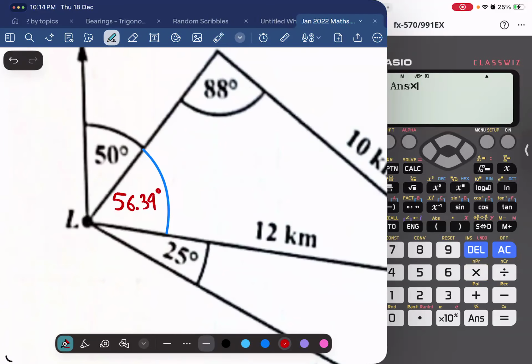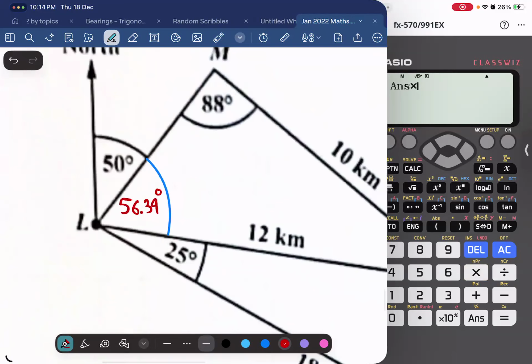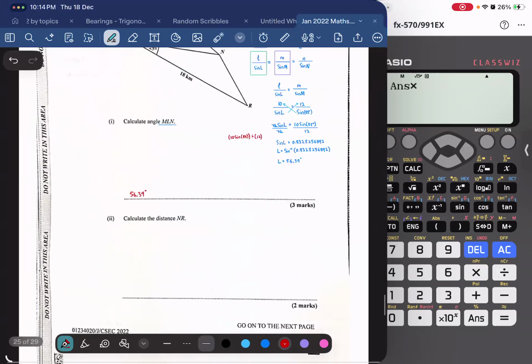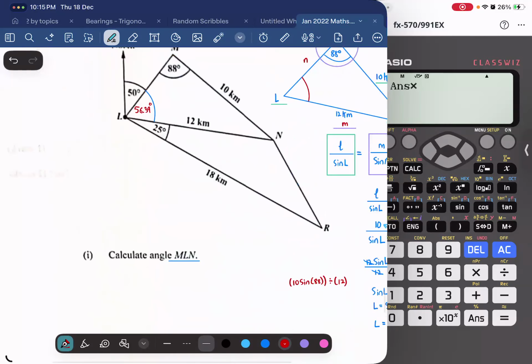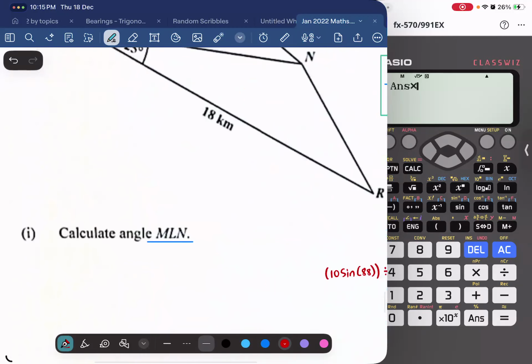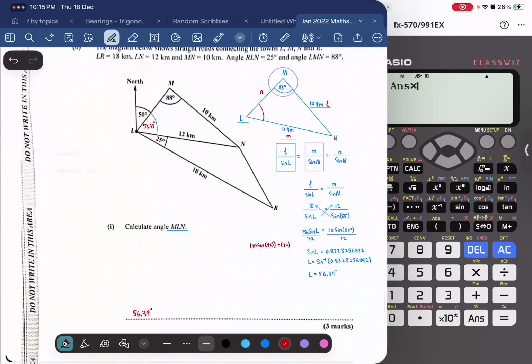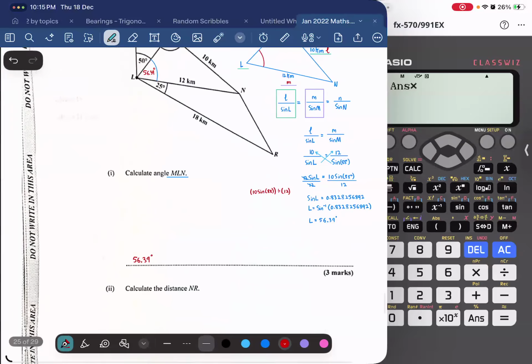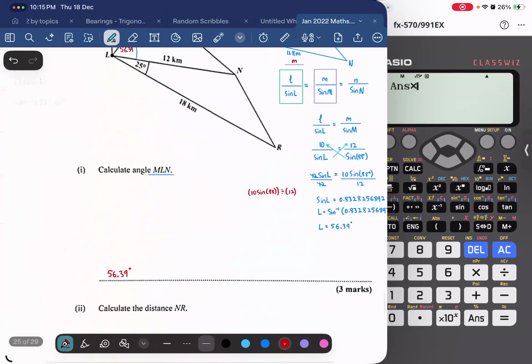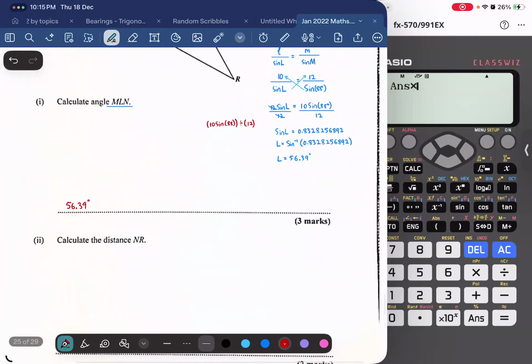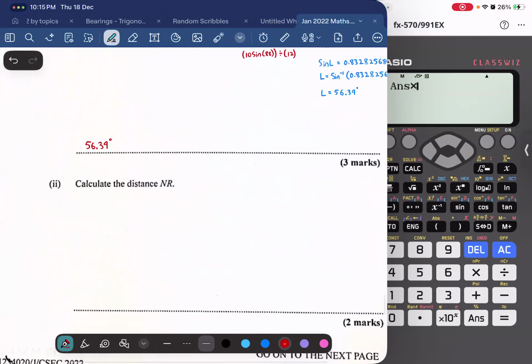Now, if they don't specify how much to round it off to, I would advise you to round it off to 2 decimal places or 3 SF. As you can see, there's nowhere in the question that says round it off to the nearest degree. If they did that, it would be 56 degrees. If they don't specify, 2 decimal places, guys.